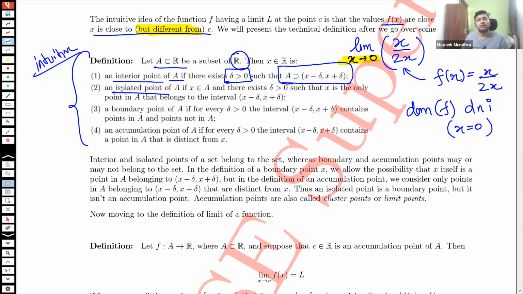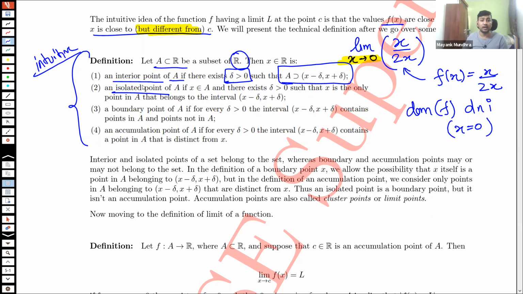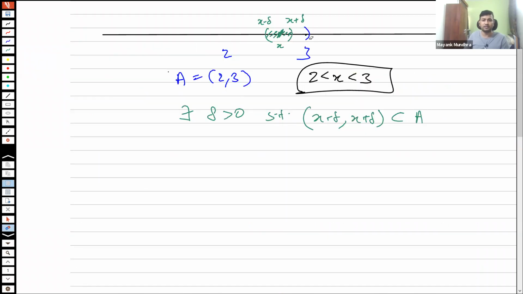Isolated point. An isolated point is something which is away from. In interior point, if I take closed sets, by the way, if I take a closed set 2 to 3, then for all x in between, the same definition still holds for an interior point. 2 and 3 are not interior points, they are on the boundary, so they are not inside.